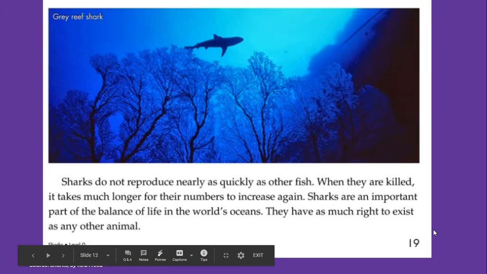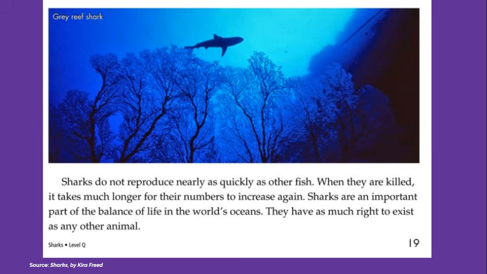Here's another example from the same story. Sharks do not reproduce nearly as quickly as other fish. When they are killed, it takes much longer for their numbers to increase again. Sharks are an important part of the balance of life in the world's oceans. They have as much right to exist as any other animal. Can you find the complex sentence in this example?